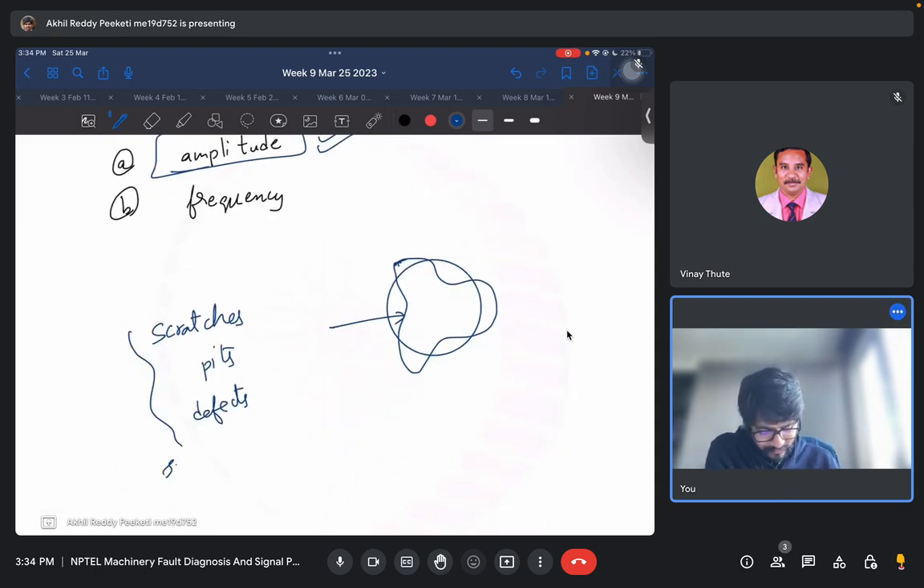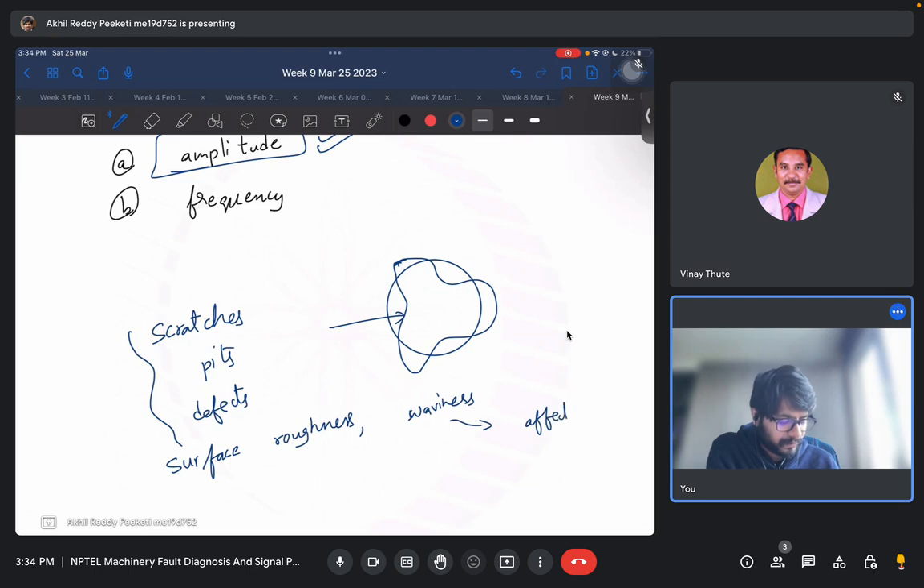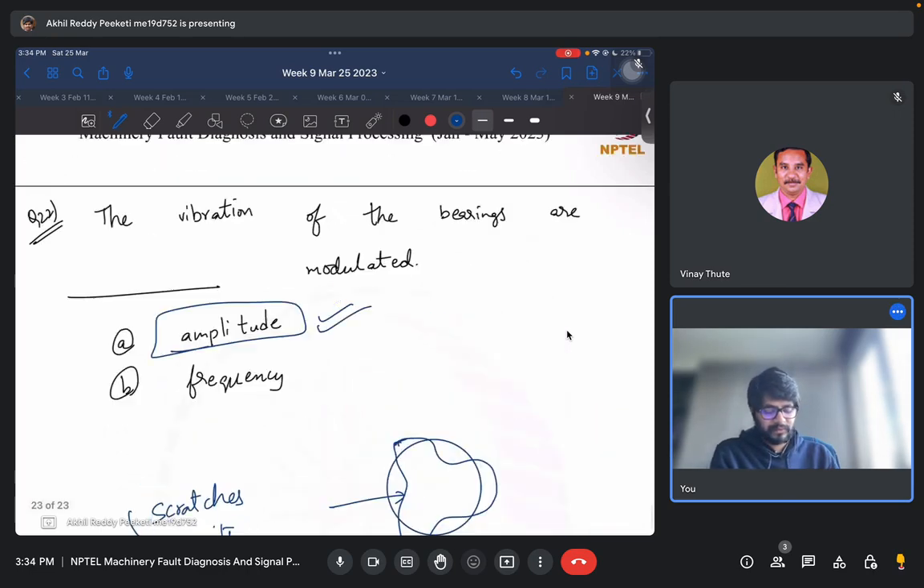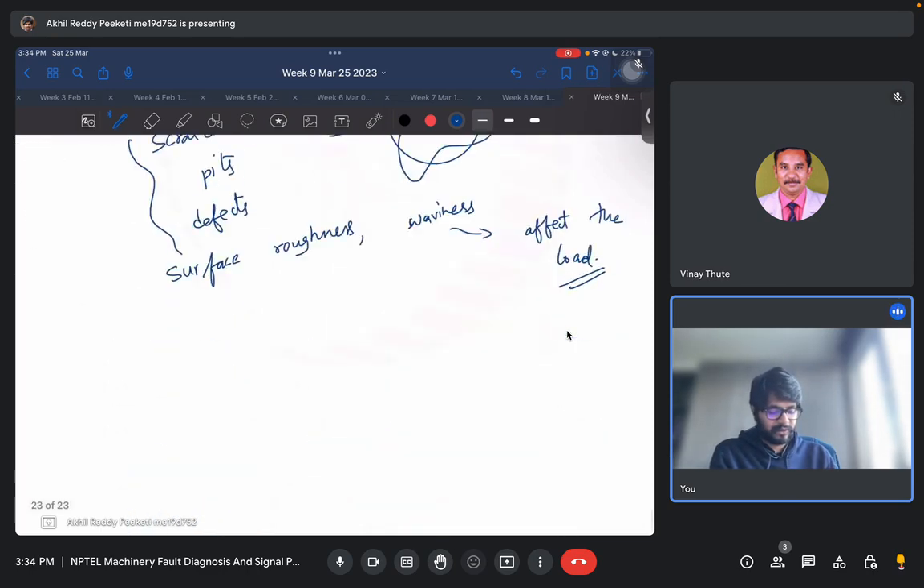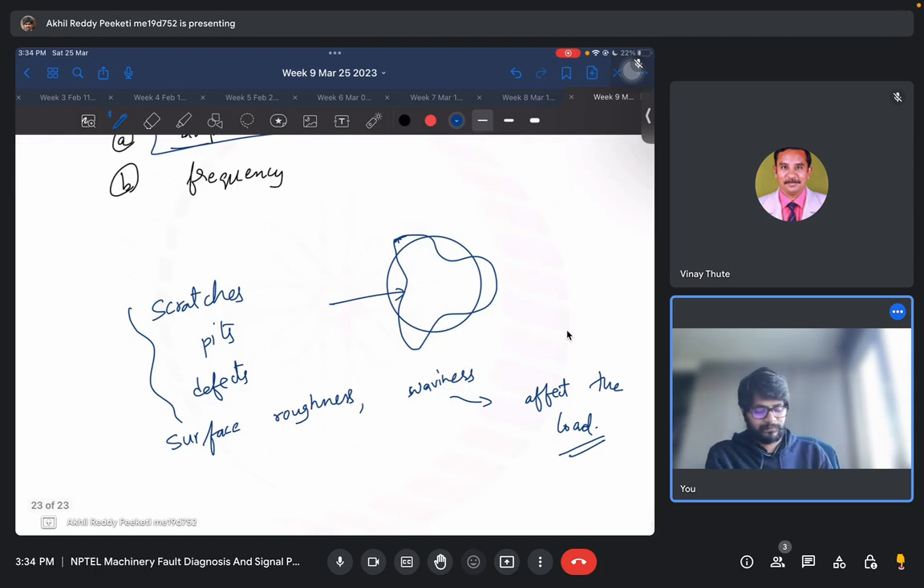It's all like surface roughness or the waviness. So this would actually affect the load. So they affect the amplitude of the system. So it's like amplitude modulated. Okay.